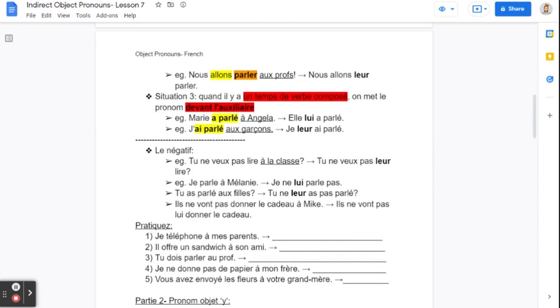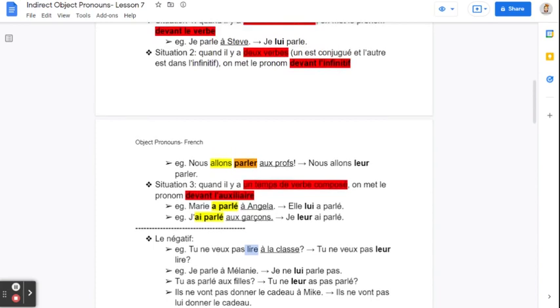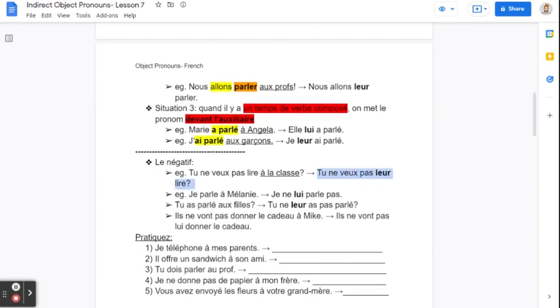So for example, say you have tu ne veux pas lire à la classe, you don't want to read to the class, where over here the preposition would be à la, and when we're asking ourselves the question who, it's the class. The class here would be obviously plural. So it would change to tu ne veux pas leur lire. So the ne pas is going to stay around the veux. Again, in this case, you also have a second verb, which is in its infinitive form. So that rule where when there are two verbs and one is its infinitive, you're going to put the pronoun before the infinitive. That still applies to this. So we're going to put tu ne veux pas leur lire.